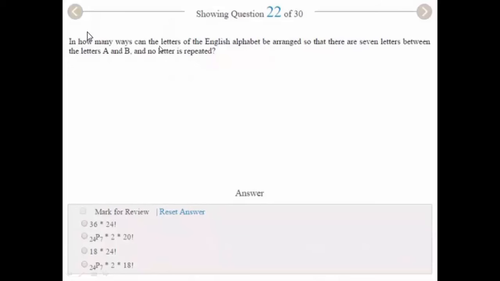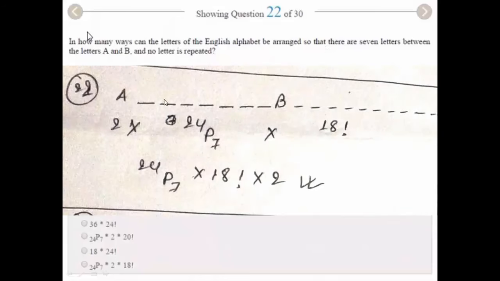How many ways can the letters of the English alphabet be arranged so that there are 7 letters between A and B and no one is separated? Okay, this is the solution. Between A and B we put 7 letters from 24 letters, so 24P7, and after putting them we have only 18 letters, so we have to arrange 18 letters.